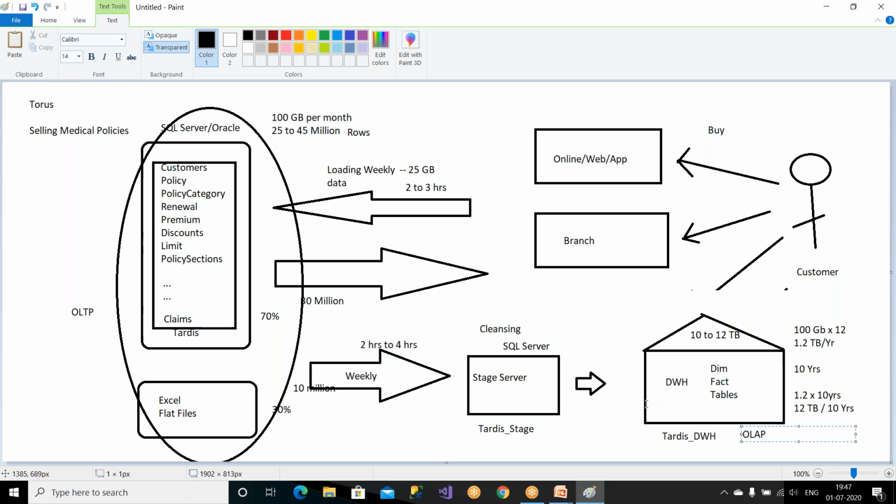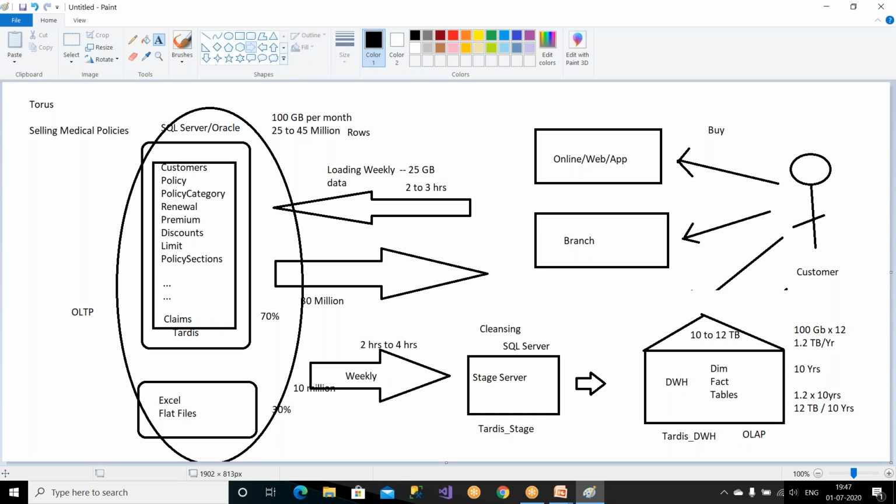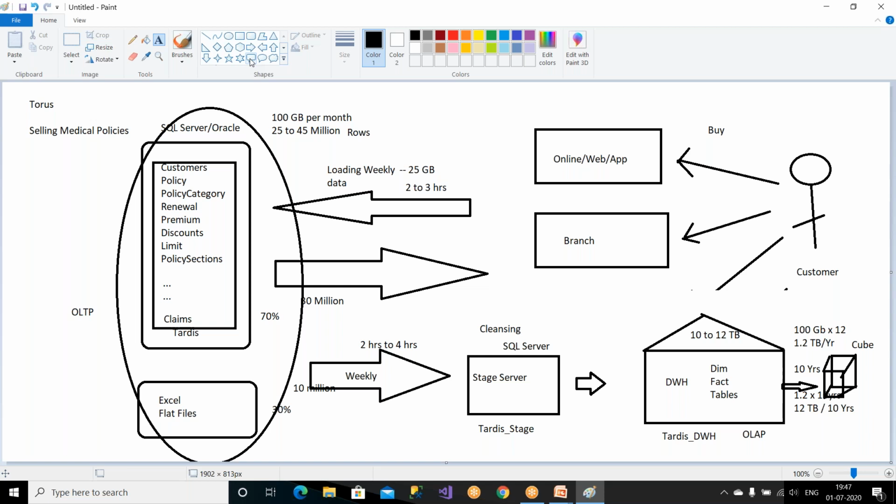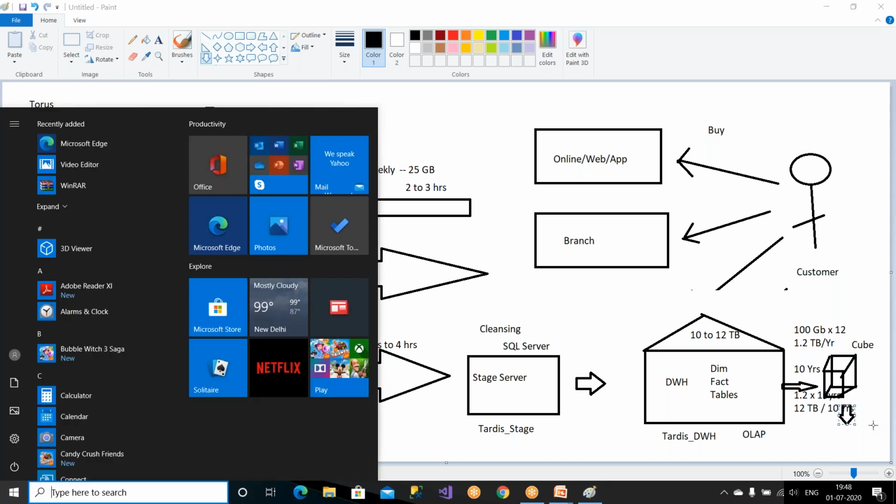Once you get the data here, then what we do is create what is called a cube. We're going to be creating a cube here. And after creating a cube, we're going to be creating a lot of reports as well. So the next phase is that you create a cube, and after creating a cube, you create a lot of reports. Reports can be created with the help of Power BI or SSRS reports, or you can use Excel as well to get the data for reporting.